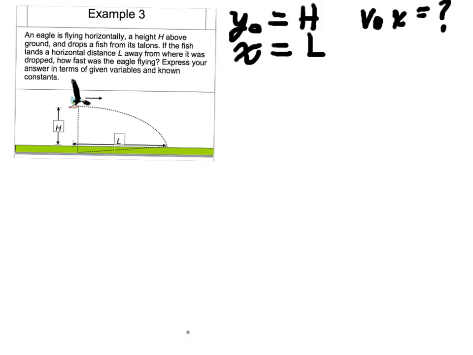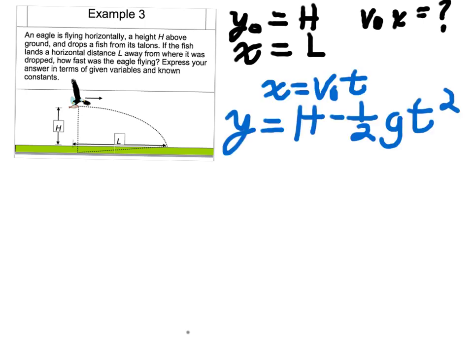First off, I've identified my givens. Y naught is h, final x position is L, and I'm trying to find initial x velocity. If you had trouble there, why don't you pause the video again and try it now, and then come back for more. Next up, I took the position equation, x equals x naught plus v naught t plus 1/2 at squared, and I reduced it down to this. X is v naught x times t, and y is h minus 1/2 gt squared.